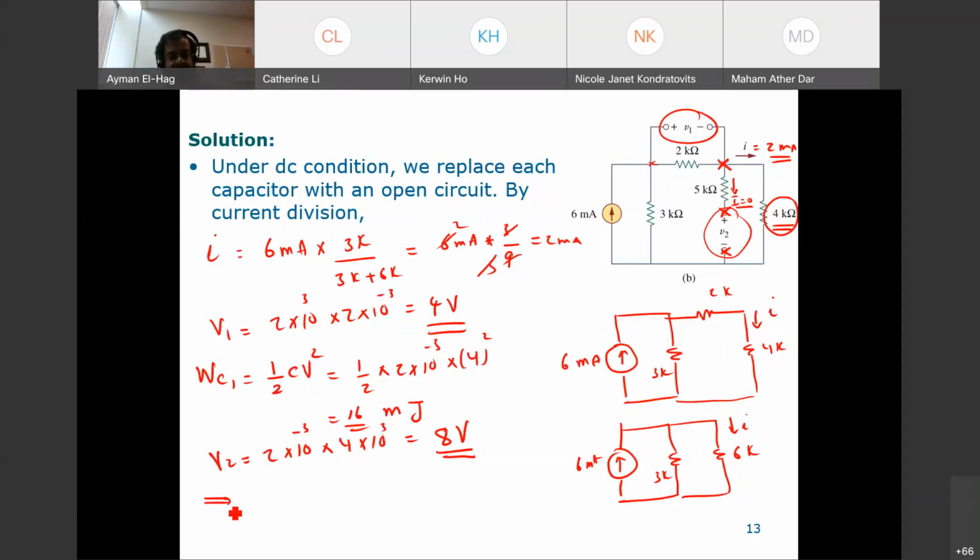Then the energy stored in C2 is equal to 1/2 C2 V2 squared. Now C2 is equal to 4 millifarad. So 1/2 times 4 times 10 to the minus 3 times the voltage, 8 squared, which will give us 128 millijoule. So with this, we solved this question, and I'll stop the recording now.